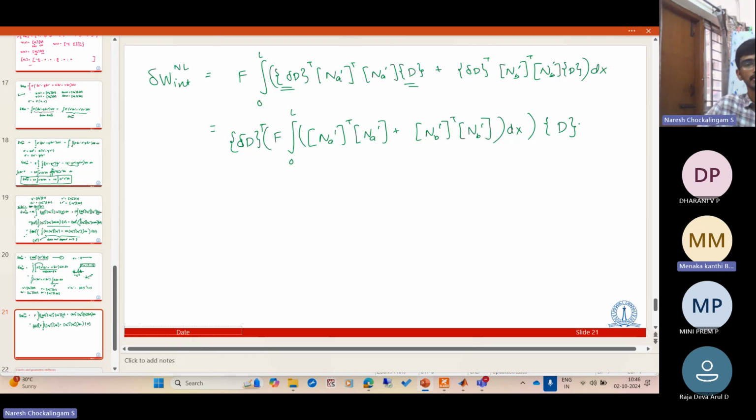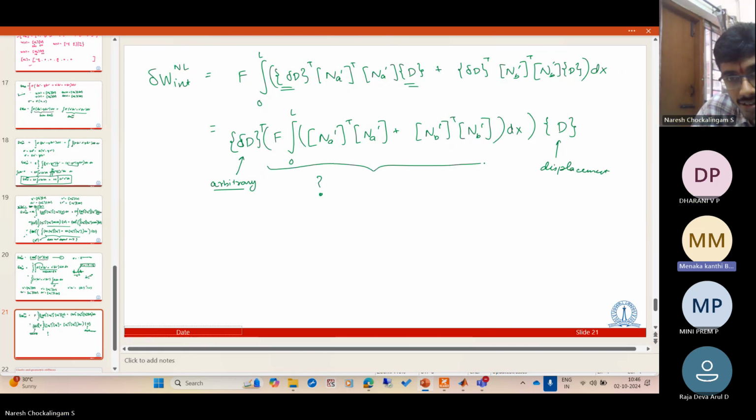Okay, so this is very good. We have got an expression for the internal virtual work, the nonlinear part of the internal virtual work. Now, where is the nonlinearity here? This one is an assumed arbitrary virtual displacement, so that doesn't matter. This is the displacement in the current configuration. Now, where is the nonlinearity? Yes, this force actually is a part of the solution. The force depends on the current configuration. Very good, you caught it quickly.